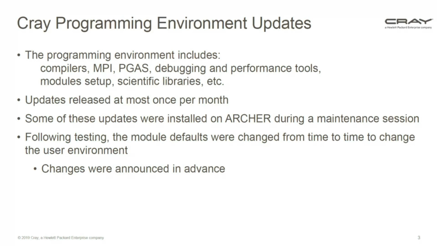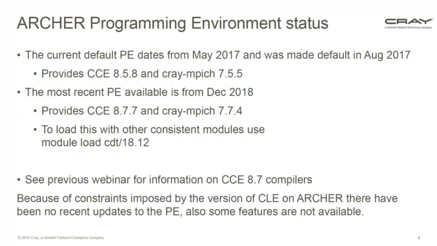Updates to this environment are generally released at most once a month. Sometimes there's a couple of months or 3 months between releases, but there's typically quite a large number of releases per year. Historically, we've chosen particular releases to install on the ARCHER service, and then done some testing before doing that, typically done by the CSE team at EPCC. Later on, the module defaults might change so that you as a user would automatically pick up a new programming environment, but you'd get some time to play around with that before the module defaults changed. Those changes would, of course, be announced in advance.